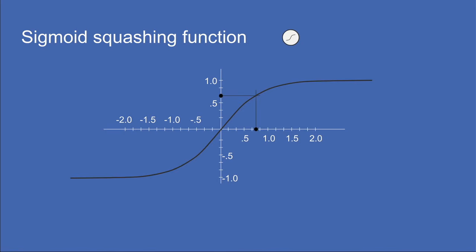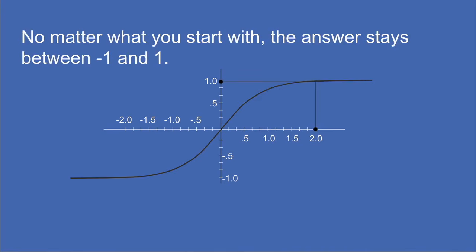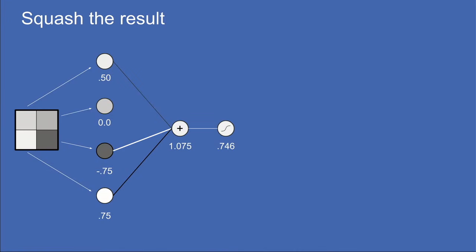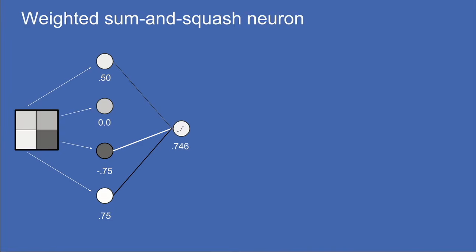0.65 comes out to be about 0.6. And as you go up this curve, you can see that no matter how large your number gets, what you get out will never be greater than 1. And similarly, it'll never be less than minus 1. So it takes this infinitely long number line and squashes it so that it all falls between plus and minus 1. So we apply this function to the output of our weighted sum, and then we get our final answer. So this weighted sum and squash is almost always what people are talking about when they talk about an artificial neuron.